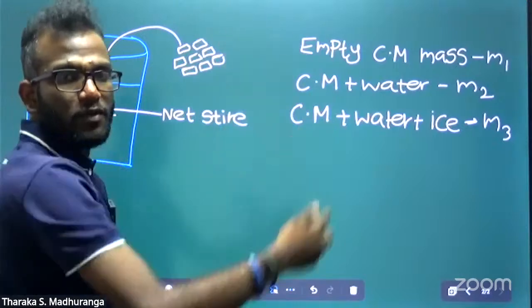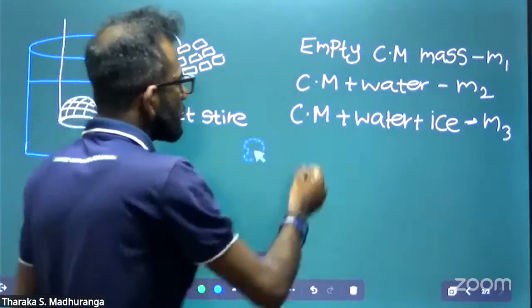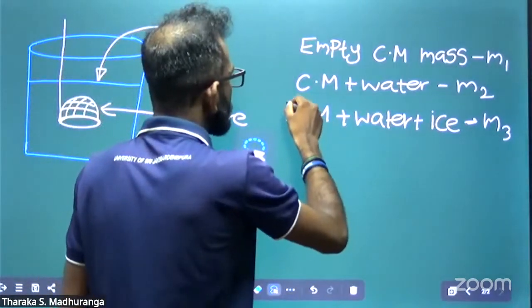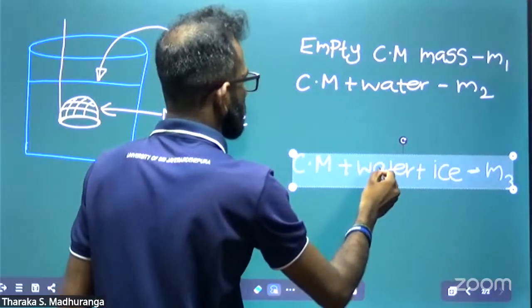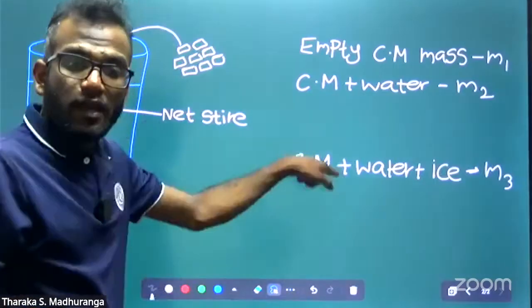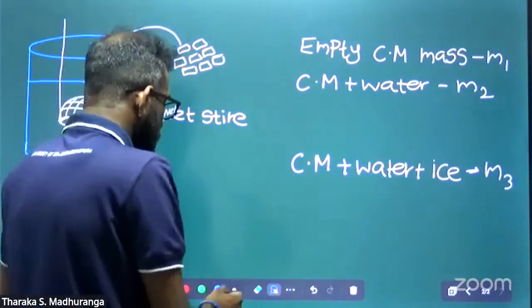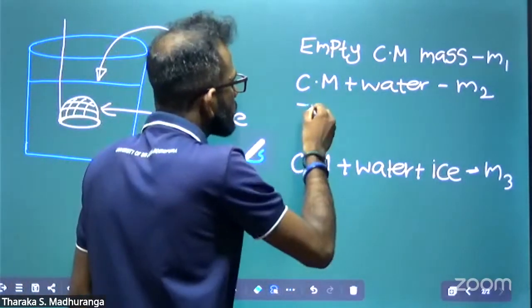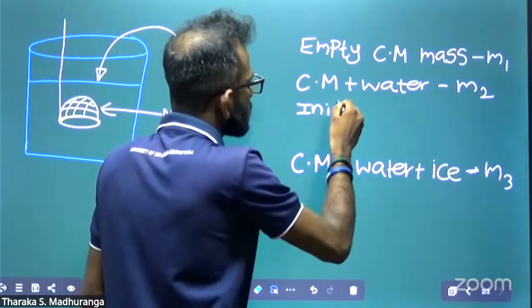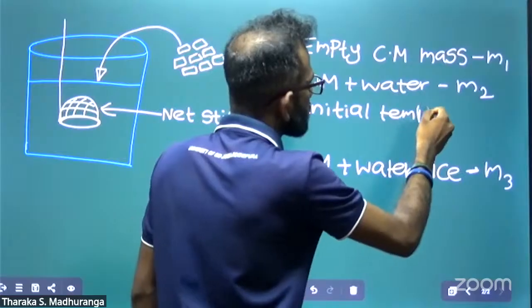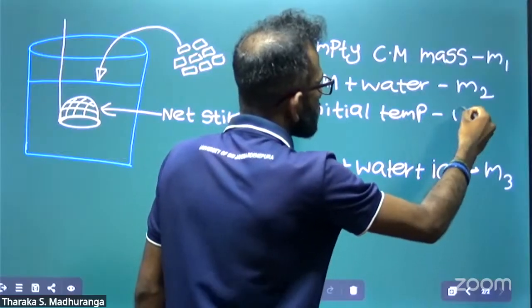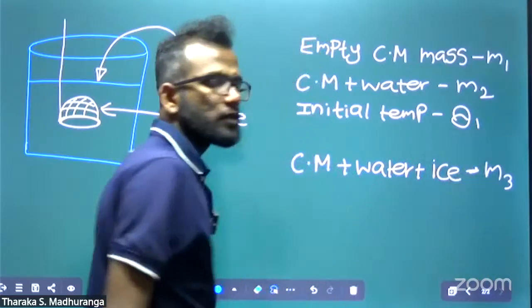Before that, I forgot to tell you: before we add the ice, we need to get the initial temperature of the water and calorimeter. It is θ1, the initial temperature θ1.